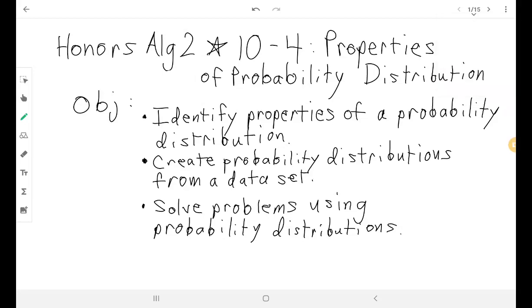Hello, Honors Algebra 2. Today we're going to talk about Edgenuity Section 10.4 called Properties of Probability Distribution. We have three objectives: to identify properties of a probability distribution, to create probability distributions from a set, and to solve problems using probability distributions. So let's take a look at our first problem.